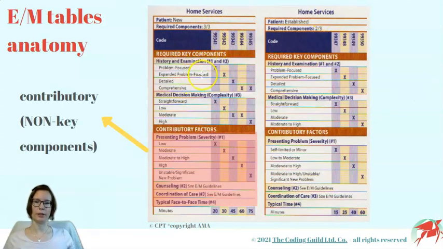After the key components, we can find the contributory factors: presenting problem, counseling, coordination of care, and typical face-to-face time. The first element from here, see there is number 1, is something that credentialing exams don't routinely use. It is more for real-life coding. In real life, it is not only the amount of documentation that will decide the final level of the EM service, but we also have to look at how serious the condition is that the patient is presenting for.